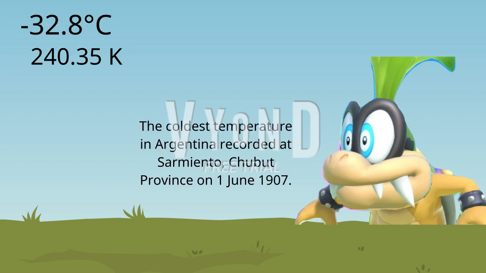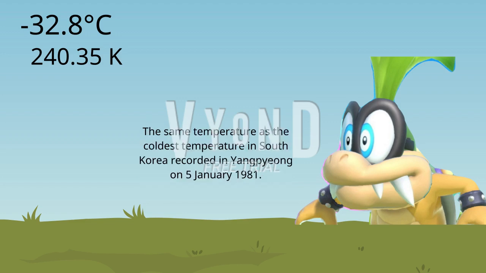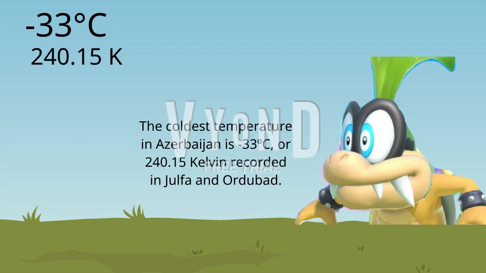The coldest temperature in Argentina is minus 32.8 degrees Celsius, or 240.35 Kelvin, recorded at Sarmiento, Chubut province on the 1st of June 1907. The same temperature as the coldest temperature in South Korea recorded in Yangbyong on the 5th of January 1981. The coldest temperature in Azerbaijan is minus 33 degrees Celsius, or 240.15 Kelvin, recorded in Julfa and Ordubad.